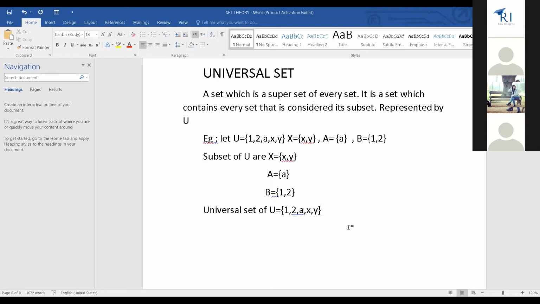Universal set. Just the same way, Husna has made 3 sets here. Set 1 is A, and A has one element, that element is small a. Set 2 is B. B has two elements, 1 and 2. Then there is another set, that is X. X has two elements, those are x and y. So now if we combine all these sets, we get to this universal set, that is U.